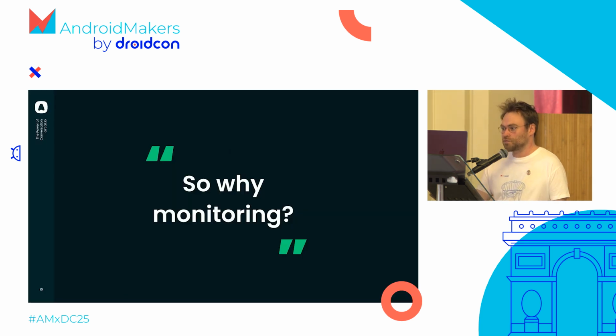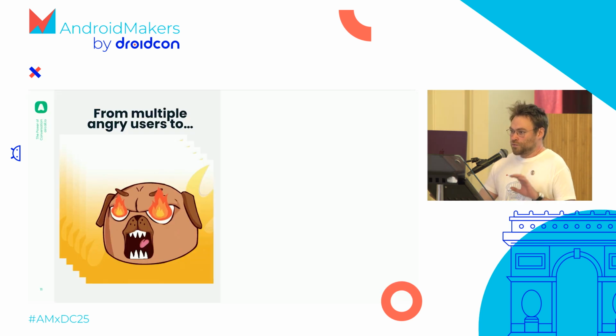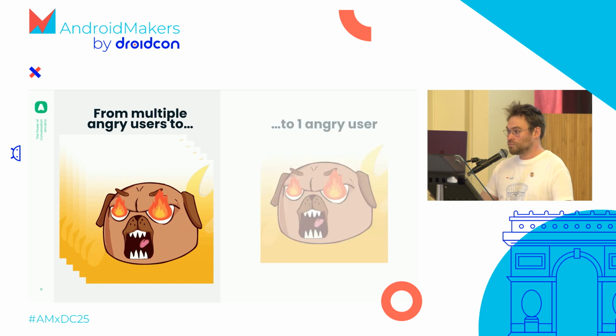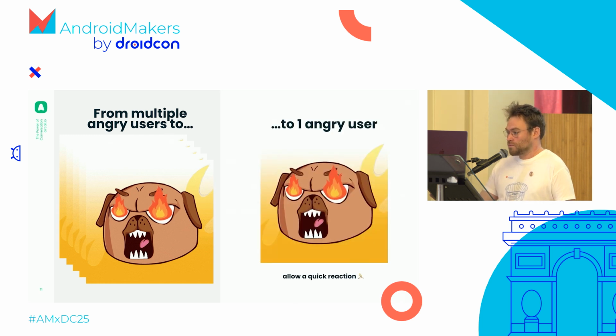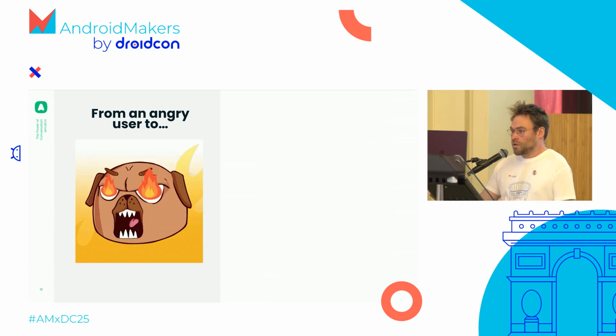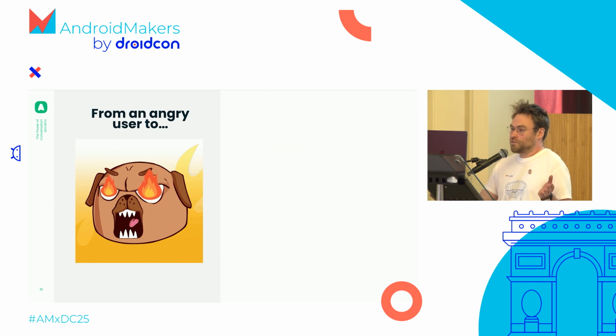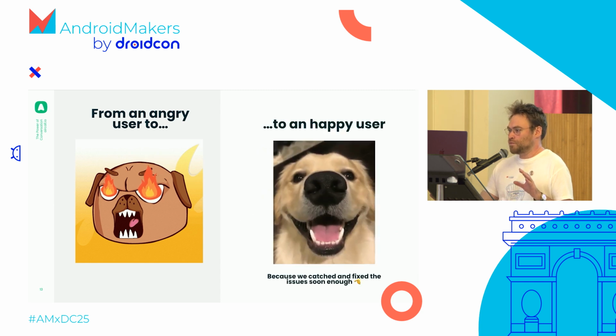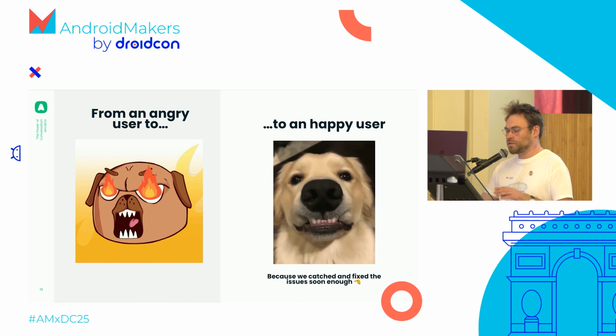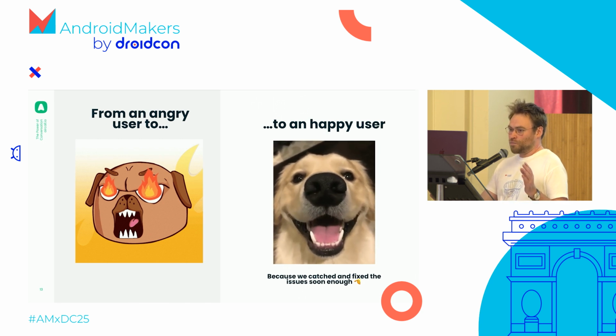So why do some monitoring? To go from multiple angry customers, users, to maybe one angry user. So this allows us to do a quick reaction on a bug that has been found in the application. Or better, go from an angry user to still an angry user, but for much less time. Or best case scenario, from an angry user to a happy user, because we catch and fix the bug soon enough, so they won't even notice the bug.